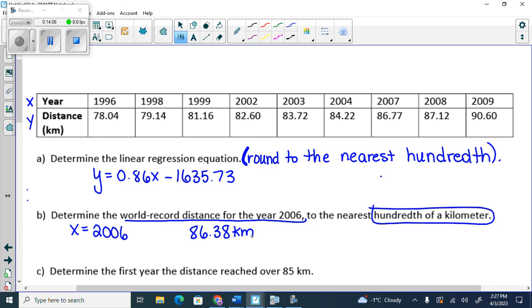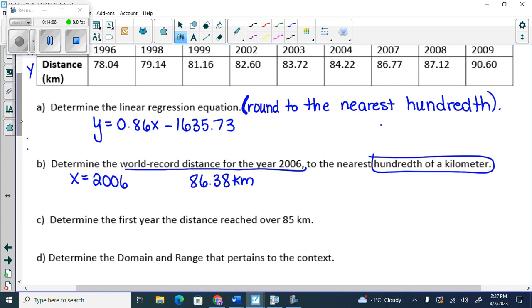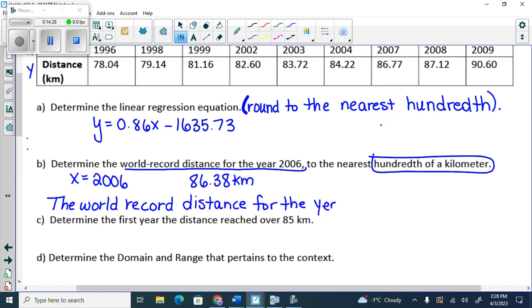Now it's a word problem. Is that good enough? No, it says determine the world record distance for the year 2006. The world record distance for the year 2006 is 86.38 kilometers.